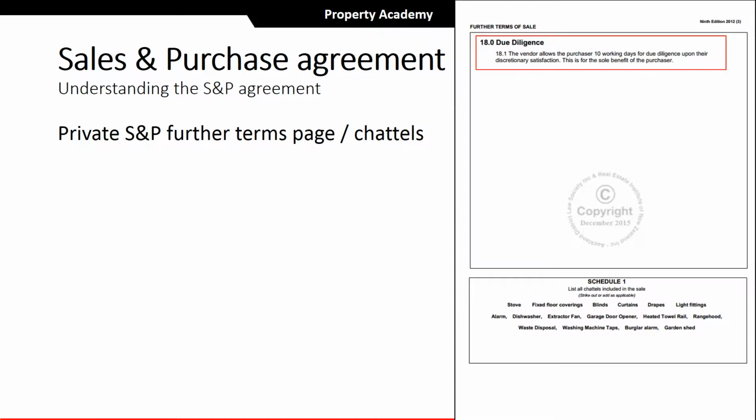But we're going to be covering the further terms page because this is where I write in a lot of my conditions. You would have remembered from the previous slide that on the conditions page I wrote NA for finance and I circled no for pretty much every other condition, just to make things easier for myself. Basically, the clause you can see here is something I've inputted myself, and I call it the due diligence clause. 18.1 is basically saying the vendor allows the purchaser 10 working days for due diligence upon their discretionary satisfaction. This is for the sole benefit of the purchaser. So let's break down that clause to find out what that actually means.